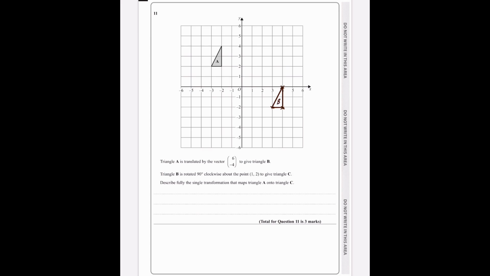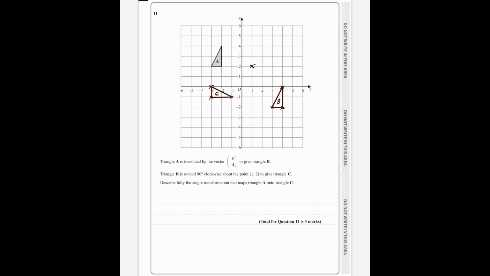Then we're rotating B 90 degrees about the point 1, 2. You can do this with tracing paper if you like, or perhaps you're able to just visualize B being attached to that center of rotation by solid bars and it being rotated around. And it ends up where I've drawn the shape C, just there.